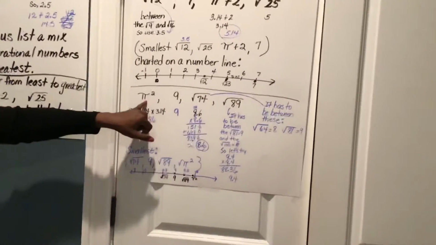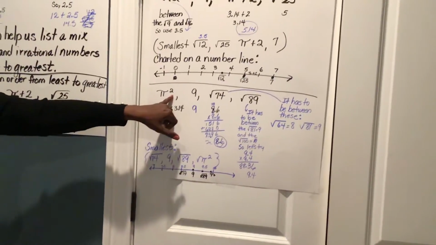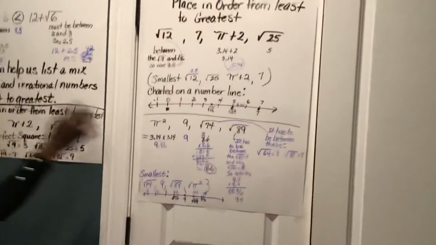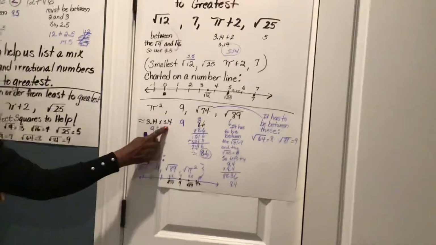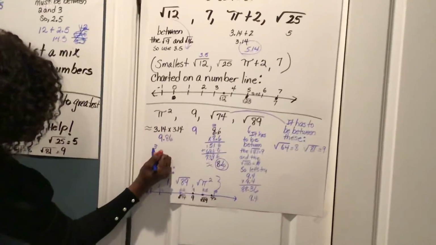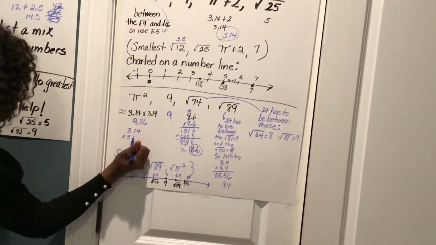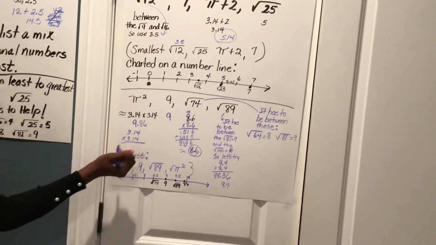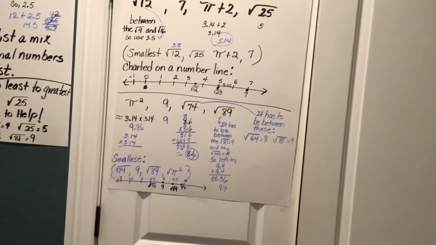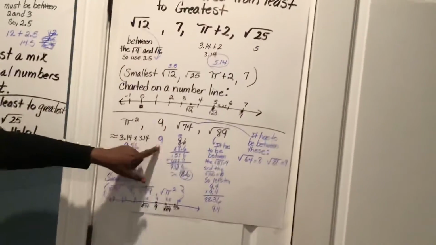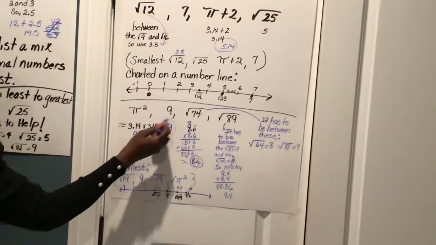Let's take a look at this. Pi squared, 3.14 squared. That means I'm going to double that. So 3.14 squared would be 3.14 times 3.14. You can set this up however you want to do it. But your answer is going to be 9.86 once you do the math. So that's going to be 9.86. We're going to keep 9 as is.